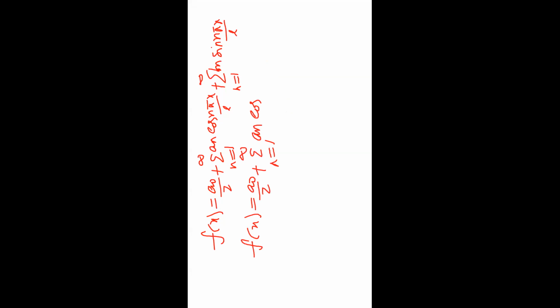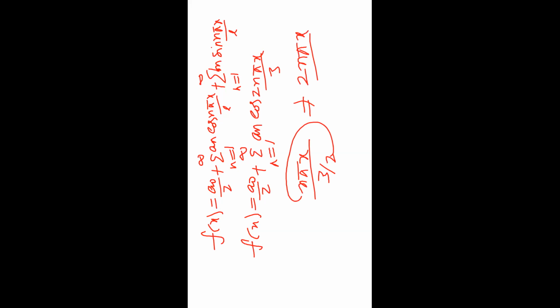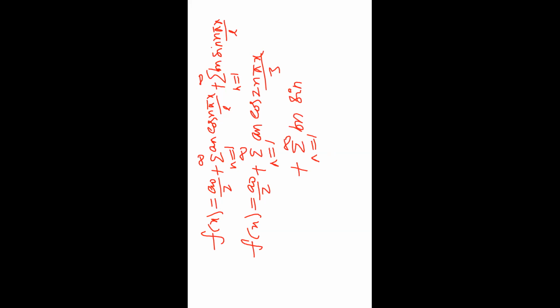So finally, 2n pi x by 3. The actual term is n pi x by 3 by 2. So in the reciprocal, we have the 2 in the numerator, 2n pi x by 3. So this angle is converted from n pi x by 3 by 2, and we have to write it as 2n pi x by 3. Similarly bn also: sigma n equal to 1 to infinity, bn with the same angle, sine of 2n pi x by 3.